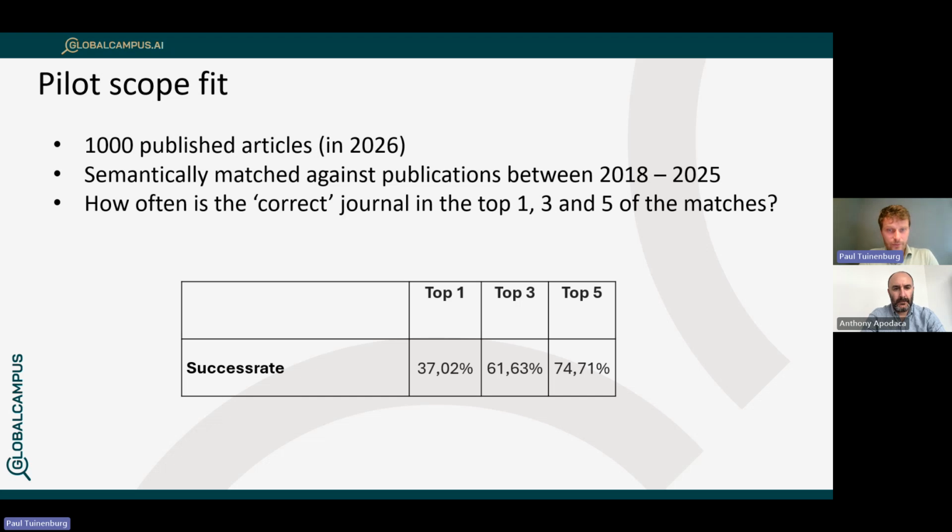There we saw that in 37% of the cases, the journal where it was published was also our top one recommendation. But what we told them is that it actually makes more sense to look at the top 5 or even a top 10. In the top 5, we saw that in 74% of the cases, the right journal, so to say, was included in the top 5. And when we took a look at the top 10, it was even around 90% of the cases where the right journal was included.